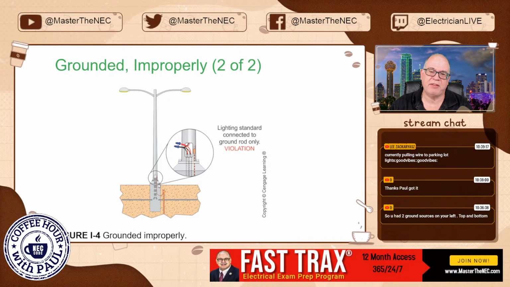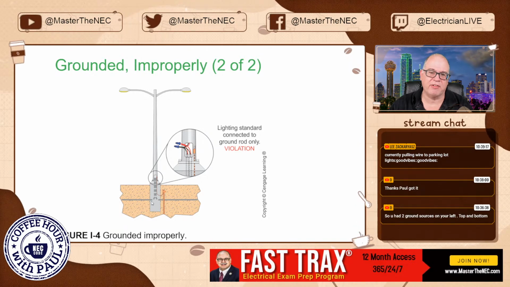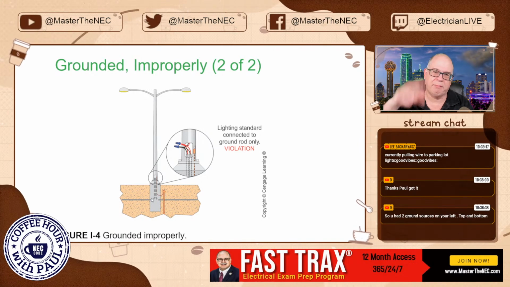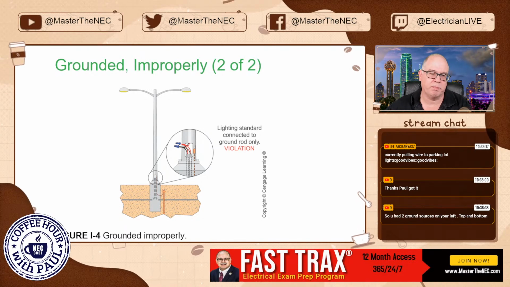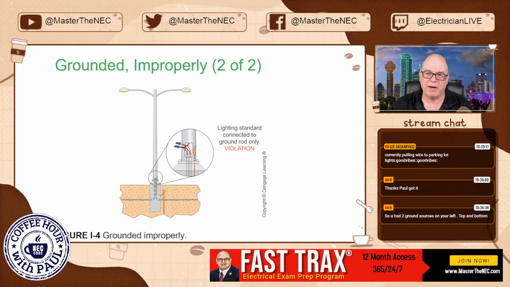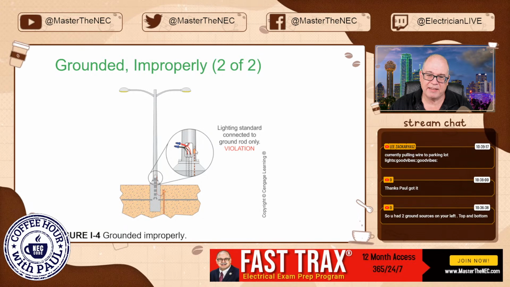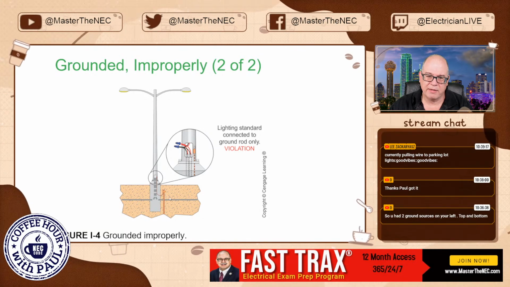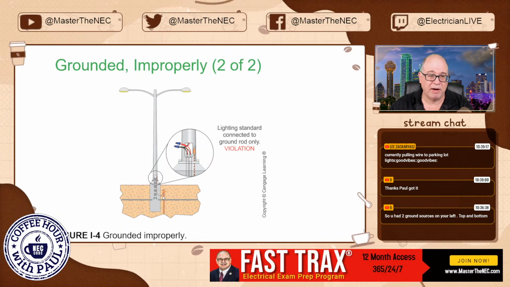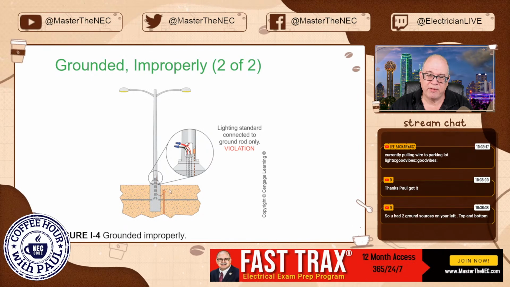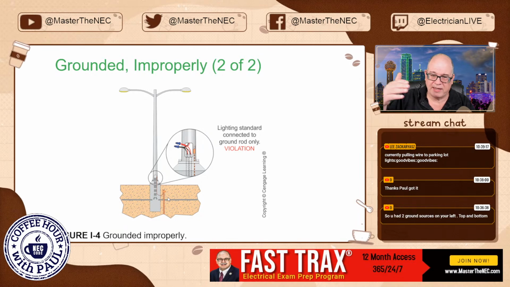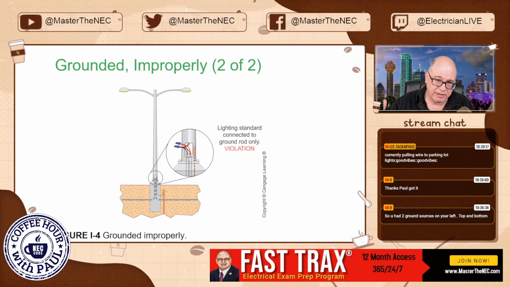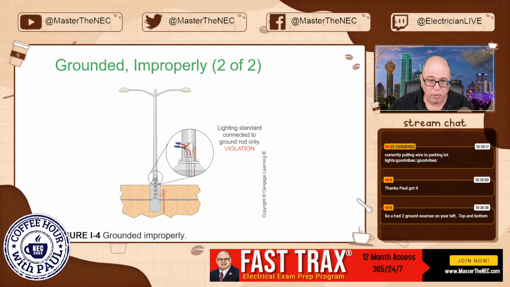So let's say somebody did run the circuit out there and somebody said, don't worry about it, I'll just drive ground rods at those parking lot lights. Well, that's a problem right here. Theoretically, this parking lot light or this equipment is actually grounded, right? Because they drove a ground rod. And this is permitted because this is basically just an auxiliary electrode. If you want to do it, go for it.